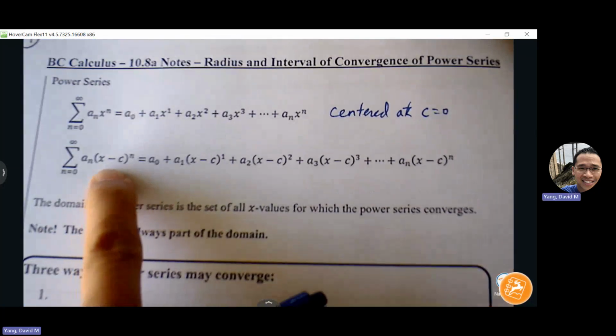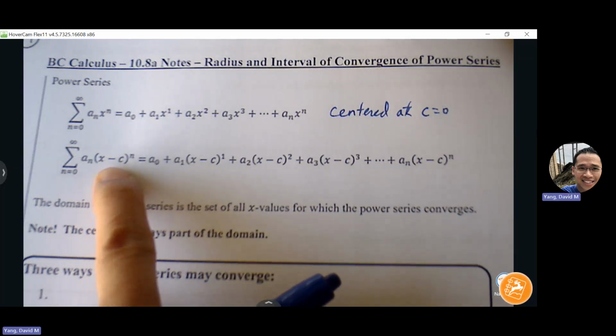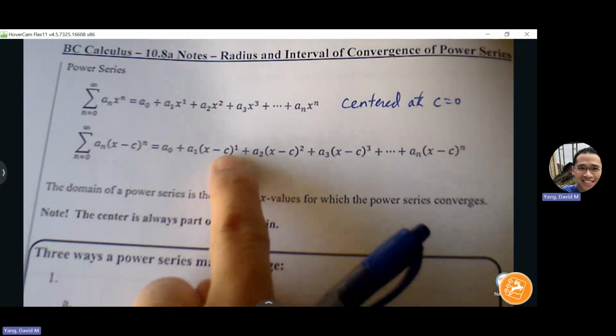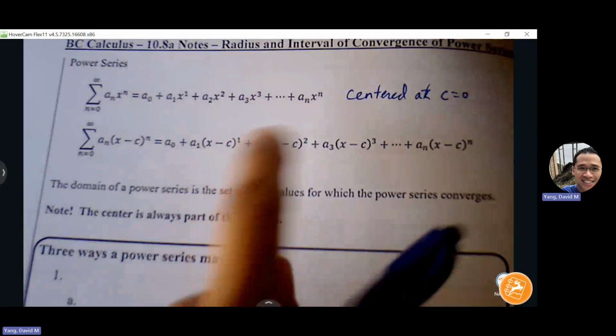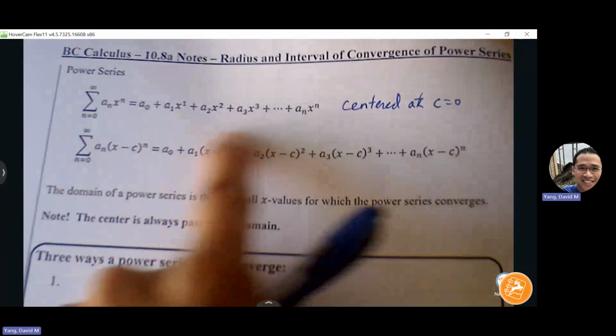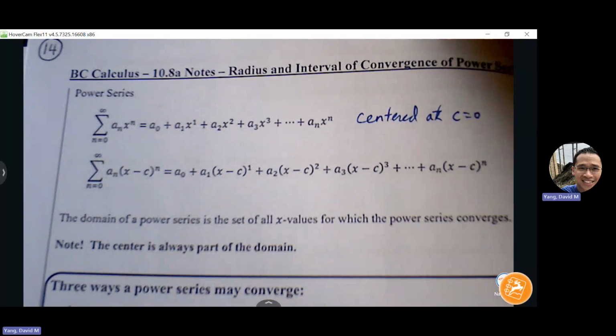And then if I have x minus c, that means this center is going to be potentially at a different spot. Could be c equals 2, c equals 3, c equals 4. Typically hold on to those c values if it's other than 0, but if it is 0, we usually let it drop out. It feels a little bit cleaner to build out. So the domain of a power series is the set of all x values for which the power series converges. Note the center is always part of the domain.